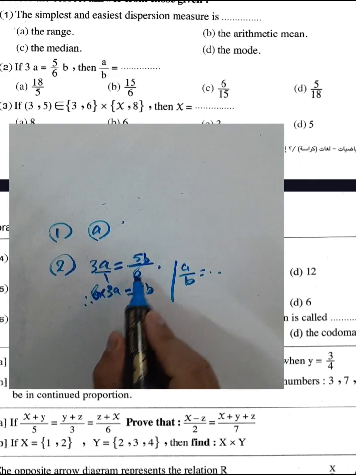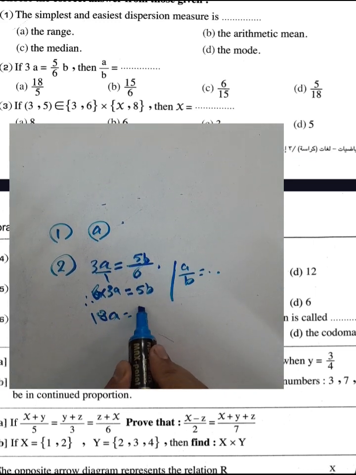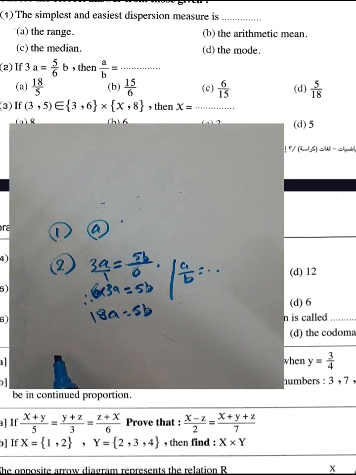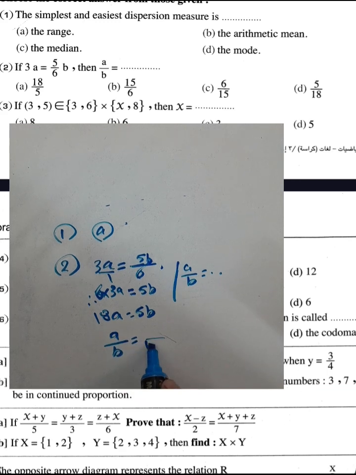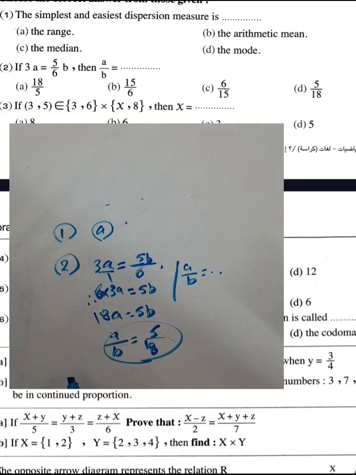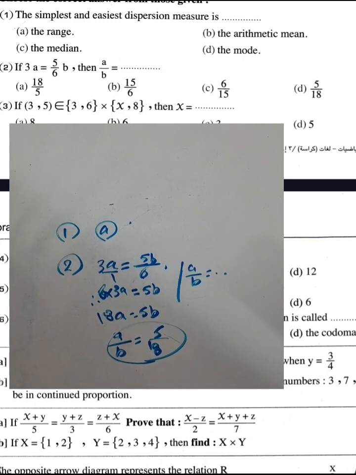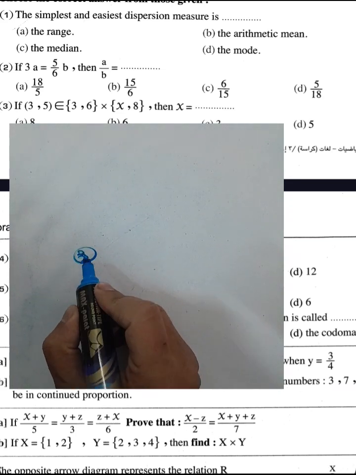Okay, 5b times 1 will be 5b, and 6 times 3 will be 18a equals 5b. Understood? Then the ratio between a and b, here a times 18 and b times 5, the ratio will be 5 over 18. 5 over 18, choose letter D. Question number 3.